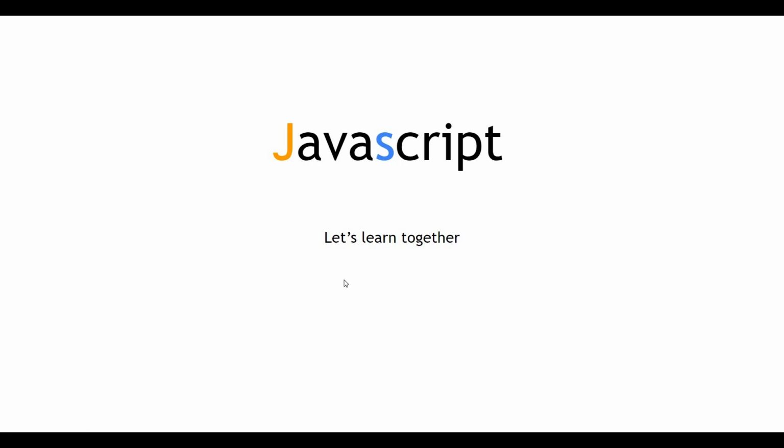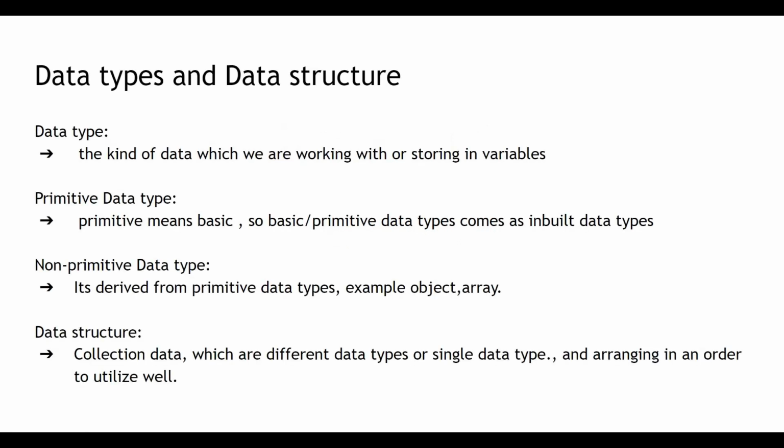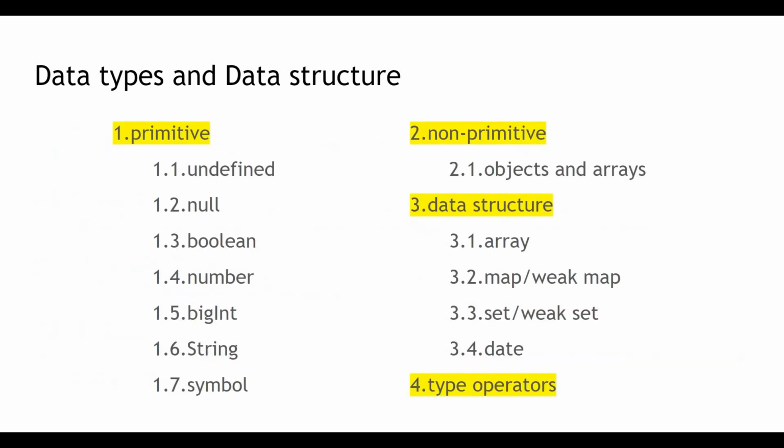As part of learning JavaScript, we are discussing data types and data structures. In the last video, we discussed this. Under the primitive data types, we have undefined, null, boolean, number, BigInt, string, and also symbol. These 7 types are the primitive data types. Under the non-primitive data types, we have objects and arrays.